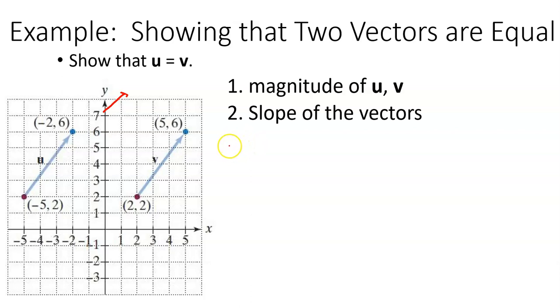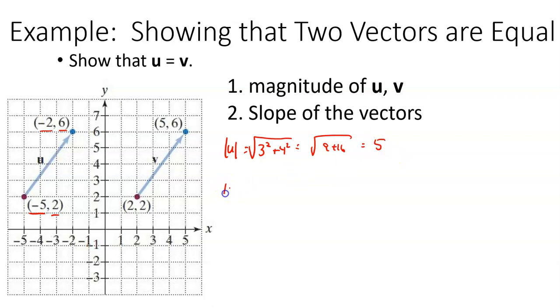For the first vector, vector u, the magnitude is the square root of a squared plus b squared, but what is a squared and what is b squared? Well, we've got to take the difference between -2 and -5. It went 3 units to the right, so I put my 3 squared. How about the y's? It went from 2 to 6, so it went 4 units up. So the square root of 9 plus 16 is the square root of 25, which is 5.